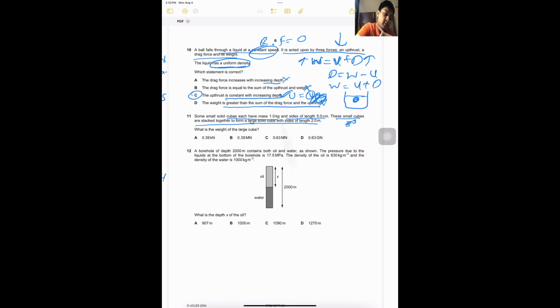So in the large cube's total volume, we have to find out how many of these small cubes, with side 0.05 meter, can fit in. So it will be volume by volume. So this is 8 by 0.05 whole cube, which is 64,000. So these are the number of cubes that can fit in the large cube.